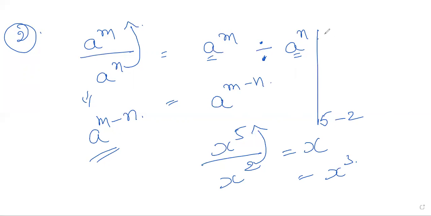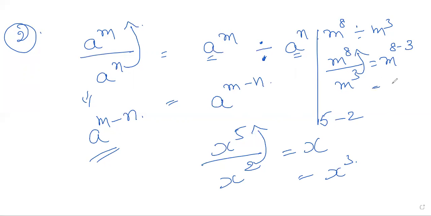Take one more example. m to the power of 8 divided by m to the power of 3. You can write it as m to the power of 8 by m to the power of 3. That is equal to m to the power of 8 minus, bring this to the numerator, it becomes minus 3. Then m to the power of 5 is the answer. This is our second law of exponent.